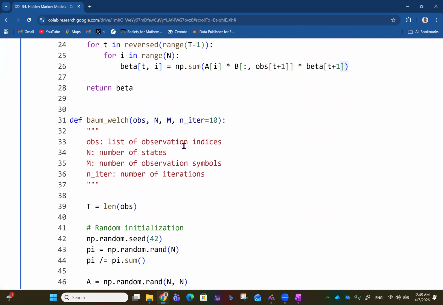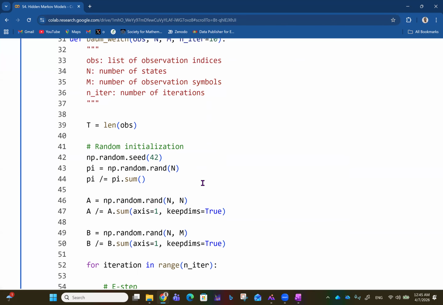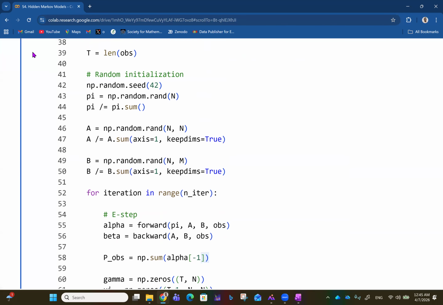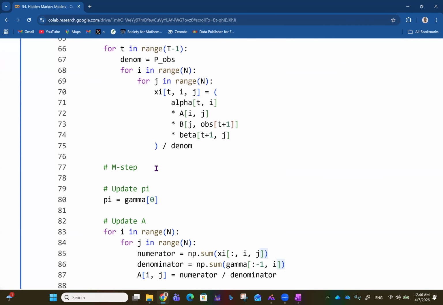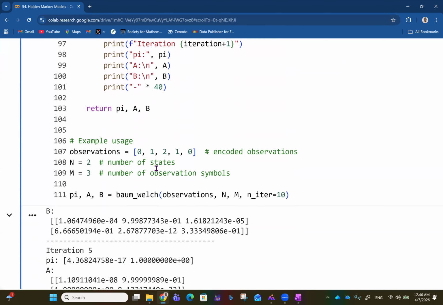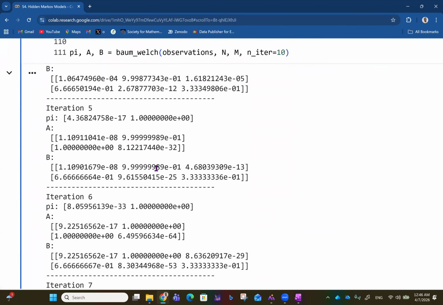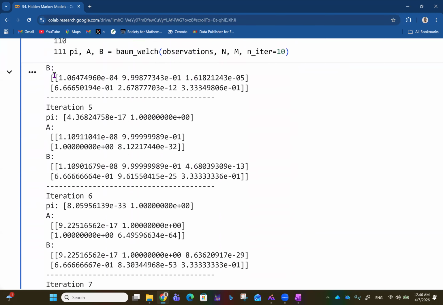Then for the Baum-Welch part now, you have the list of observation indices, that's OBS. N is the number of states, M is the number of observation symbols, and N iter is the number of iterations. Then you have T, the length of the observations. So you have random initialization, that's np dot random dot seed 42. Pi is np random rand, and all of that. So you go all the way down. It's a pretty lengthy thing.